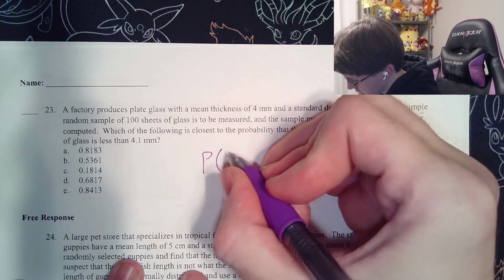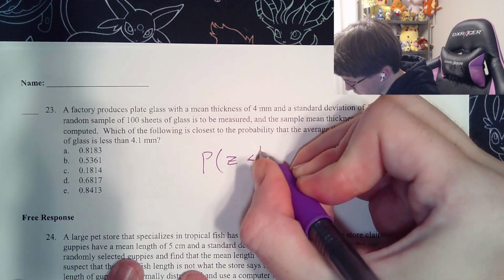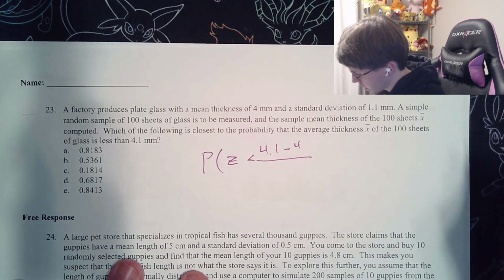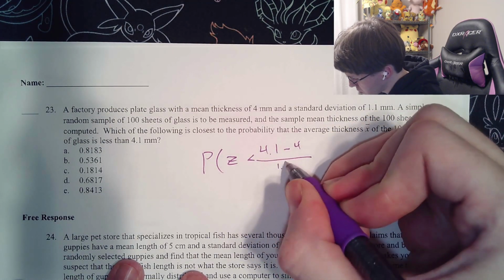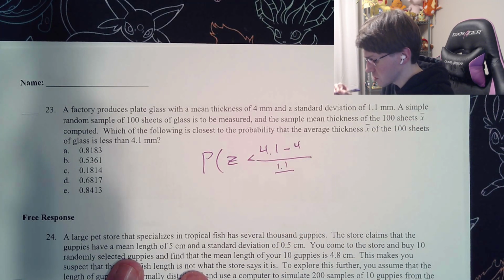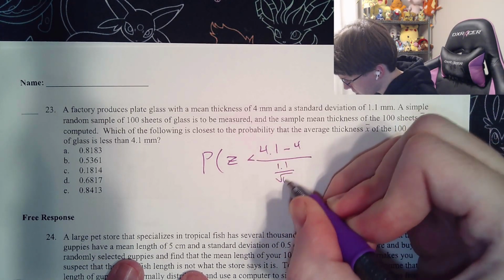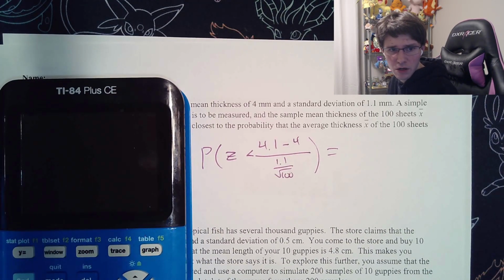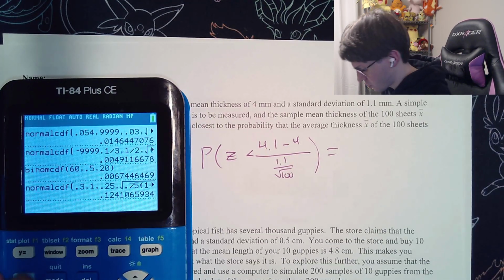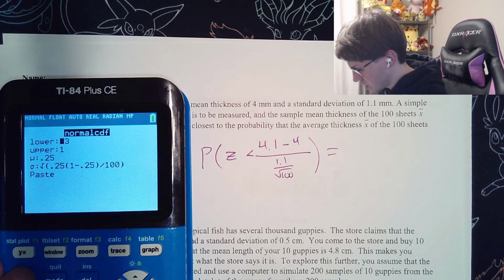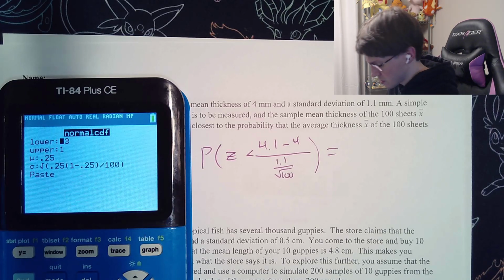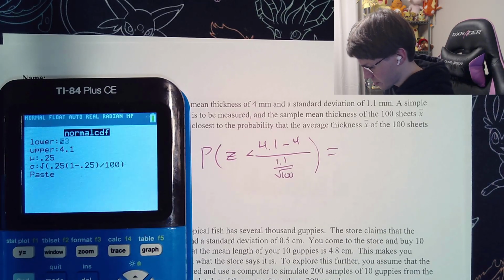So we're doing z less than (4.1 minus the true average 4) divided by our standard deviation 1.1 divided by the square root of the sample size, the square root of 100. Again, we have to use our calculator to do this. We're using our z formula. So normal CDF, we're doing a less than. So less than means 4.1 is the upper value, and our lower is negative 999.